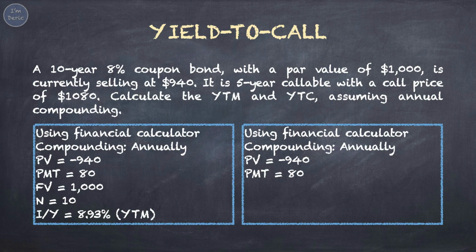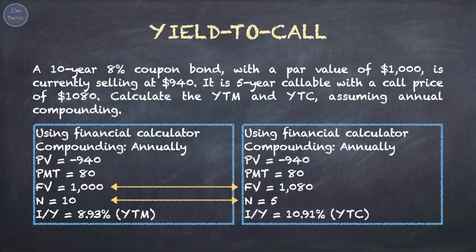However, to calculate the YTC, PV and PMT will be the same, but FV and N will be different. FV equals the call price, which is $1,080, while N is the callable year, 5 years. By computing the market interest rate, IY, you will get the YTC, 10.91%. YTC is usually higher than YTM, because callable bonds are deemed to be more risky.